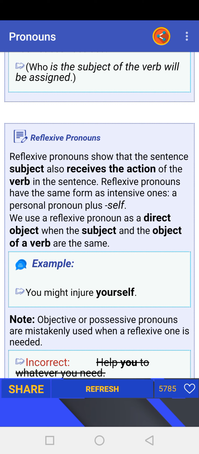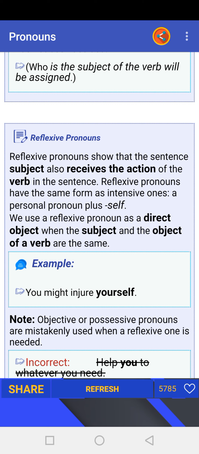Reflexive pronouns show that the sentence subject also receives the action of the verb in the sentence. So reflexive pronouns show that the subject receives the action of the verb. And just to refer to our last video about reflexive pronouns and intensive pronouns to see the difference between them.